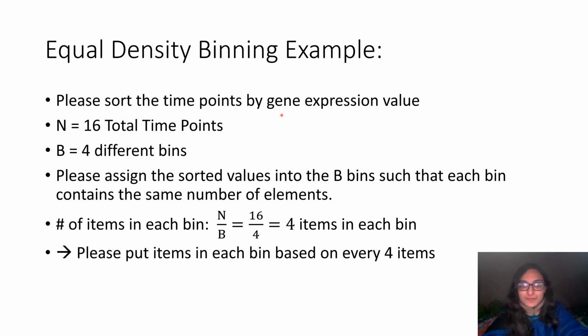So what we're going to do is sort the time points by gene expression value. We have these 16 total time points here, and that corresponds to 4 different bins. So we assign the sorted values into the 4 bins such that each bin contains the same number of elements. In equal density binning, we want the same number of elements in each bin. That's the goal.